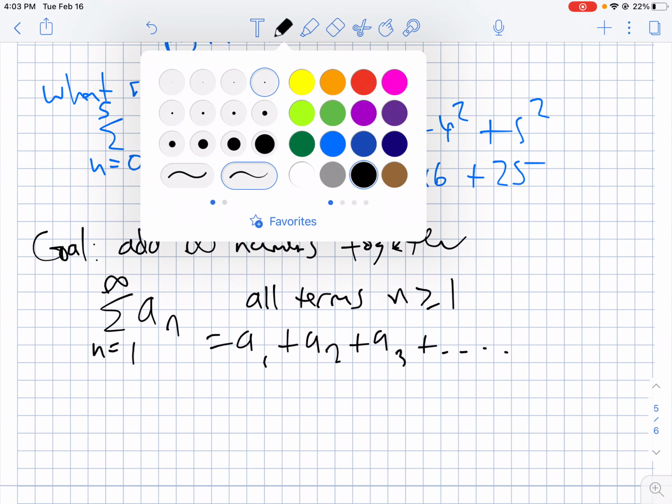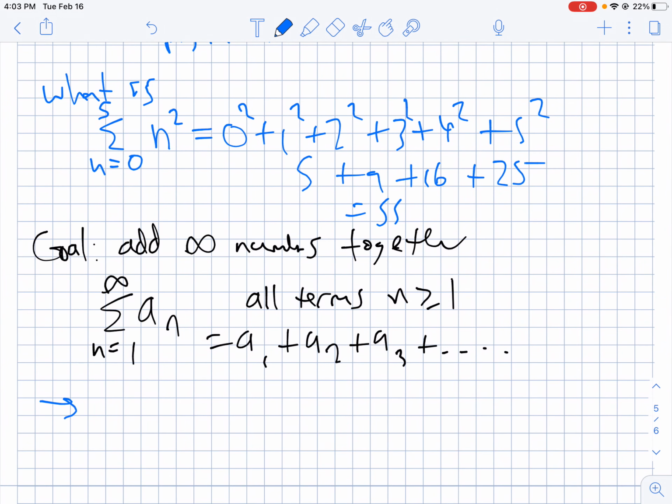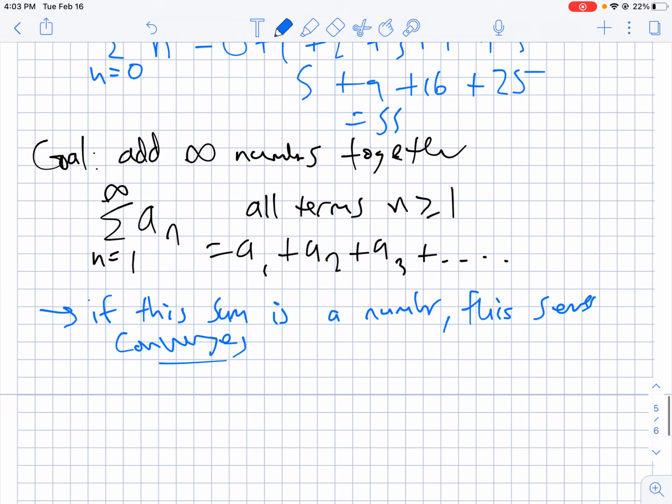The vocab we're going to use should look very familiar. If this sum is a number, we say that this series, and the series is just the name for the sum, converges. And if the sum is infinite, we will say this series diverges, or this sum diverges.